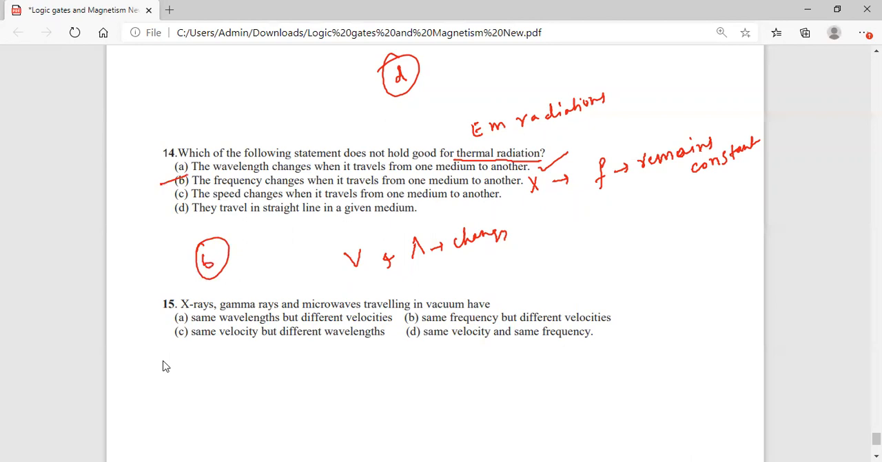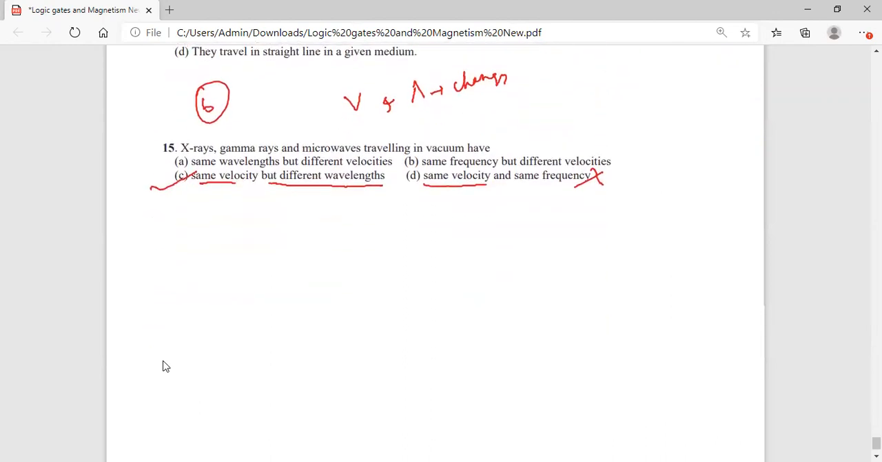X-rays, gamma rays, microwaves traveling in vacuum. How? In vacuum, all the electromagnetic waves travel with the same velocity, but not the same frequency, with different wavelengths. Option C is the correct answer.